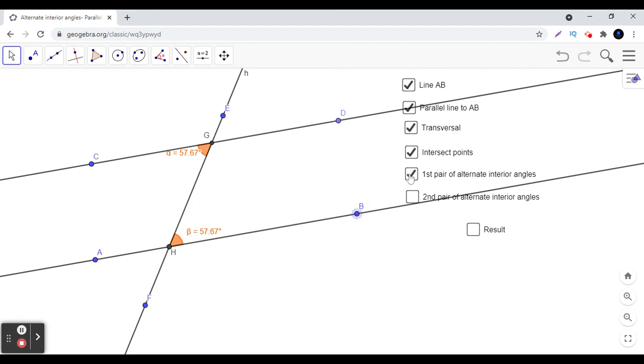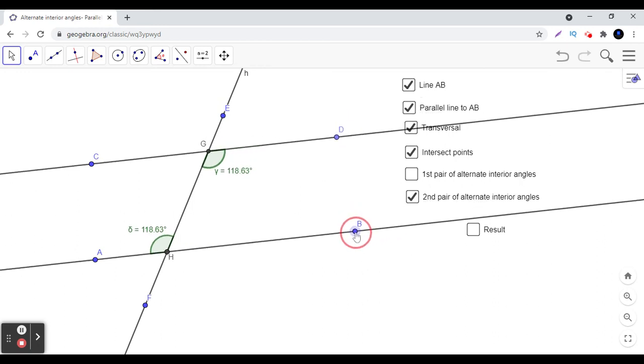Let us see what happens to the second pair. So the second pair, that is angle DGH and angle AHG. Observe the measurement. At present, it is 122.33 degrees. So both these angles are having the same measurement.